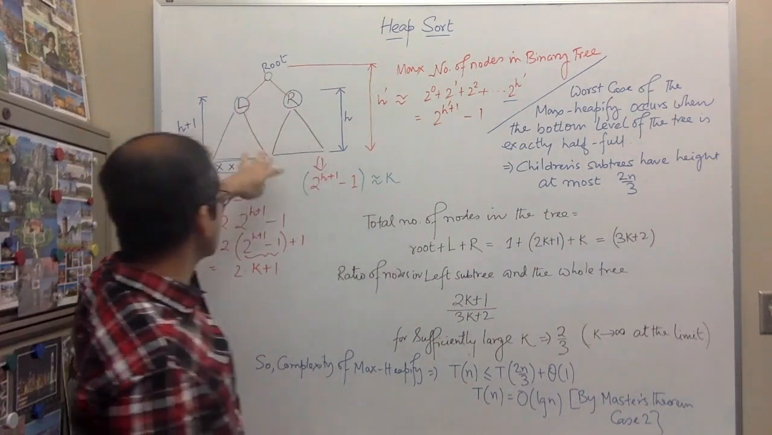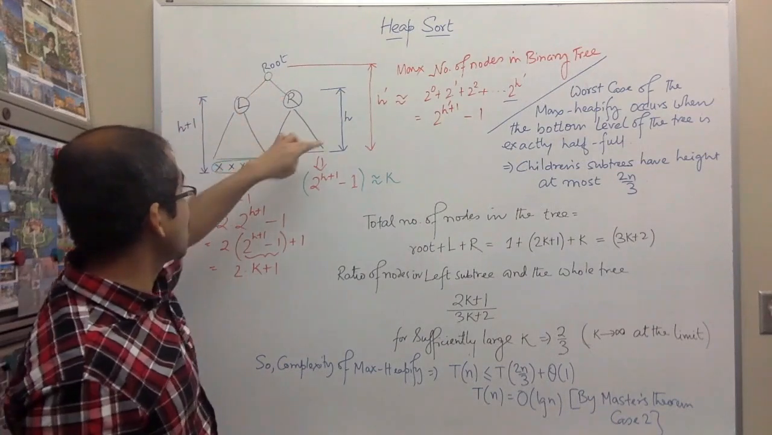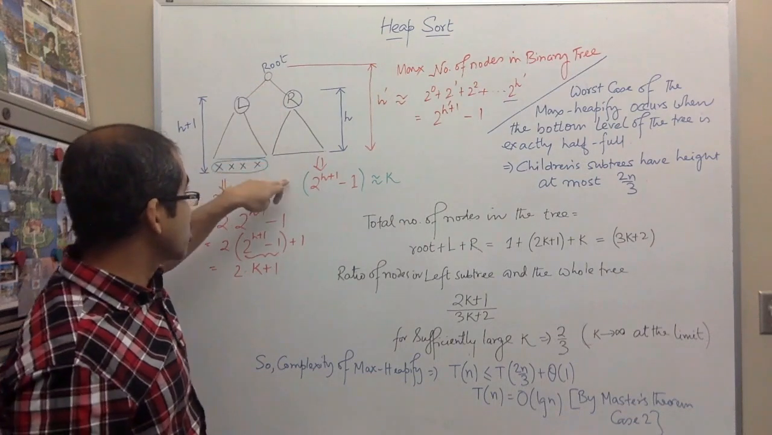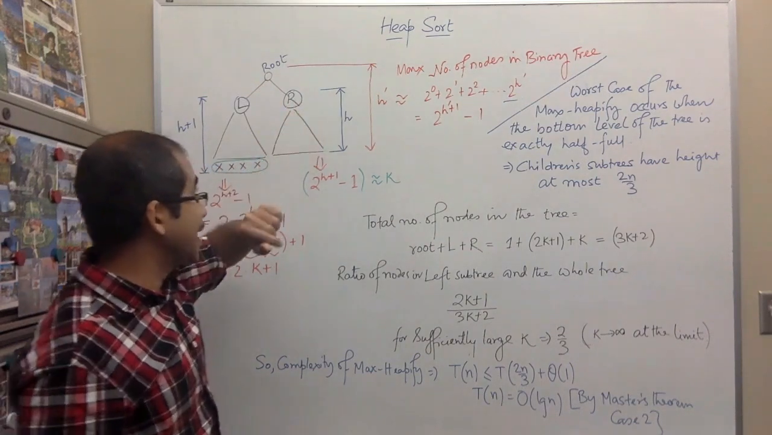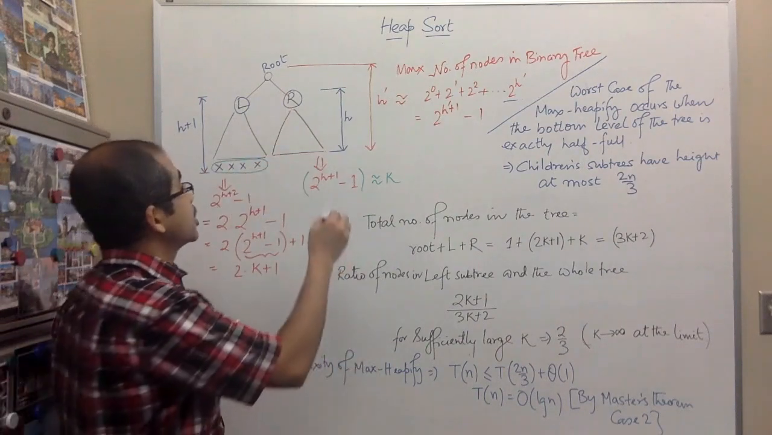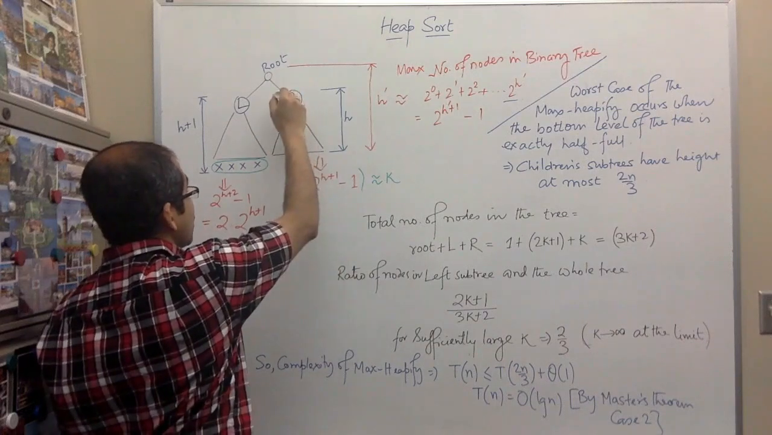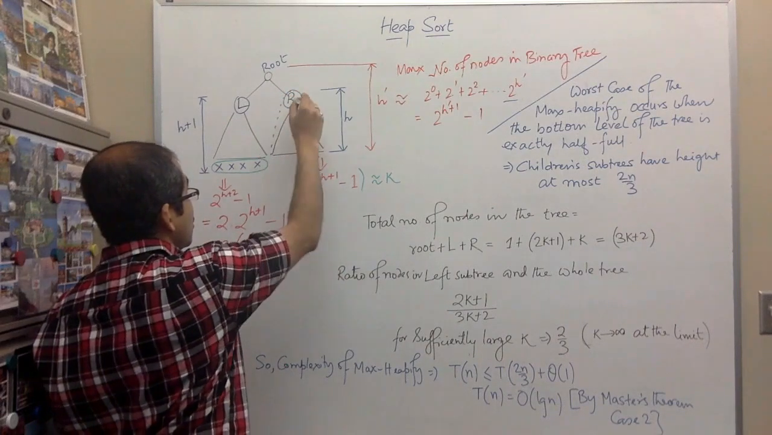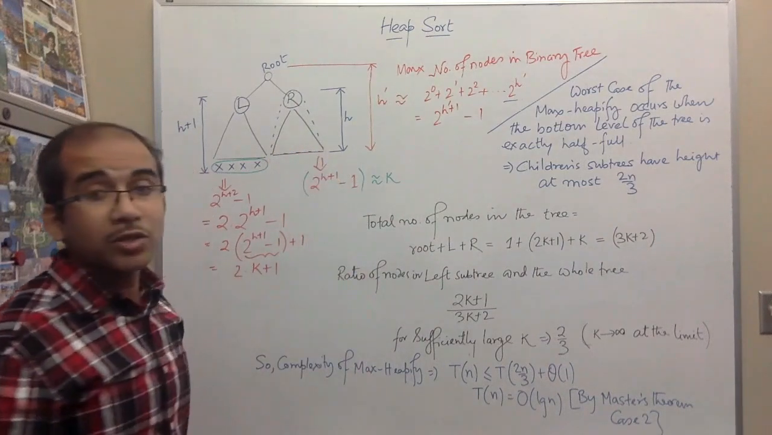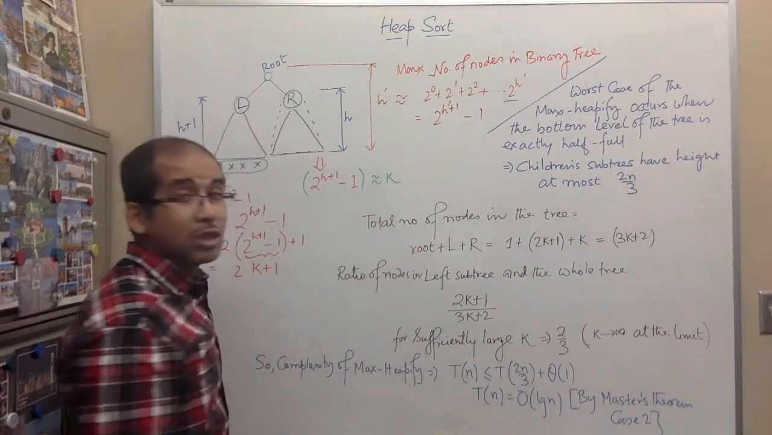Now you consider only the right subtree first, starting from the right child of the root. Suppose the height is h. If we count all the nodes in the right subtree, it will be 2 to the power h plus 1 minus 1, the whole thing. So the number of nodes here is 2 to the power h plus 1 minus 1. Okay, assume we represent it with a k.